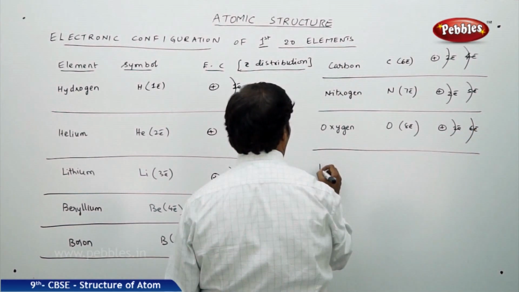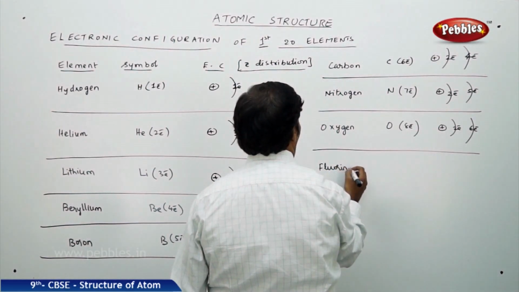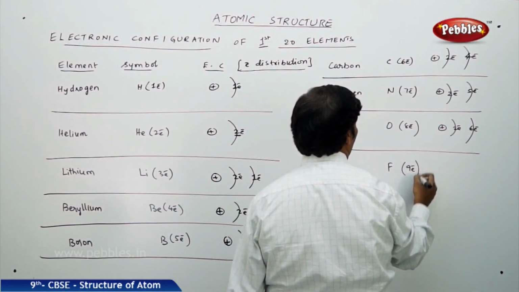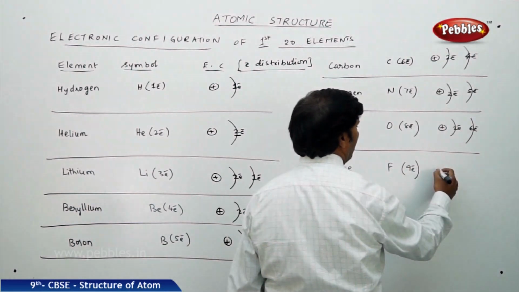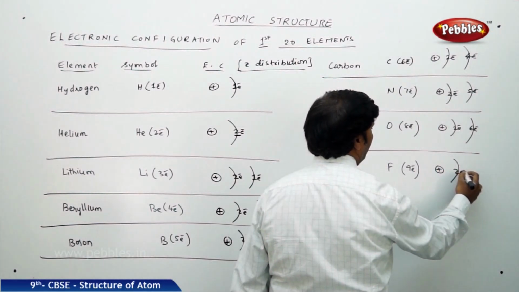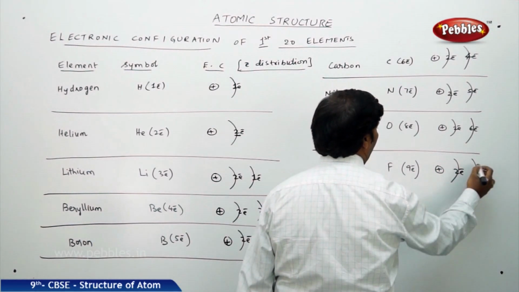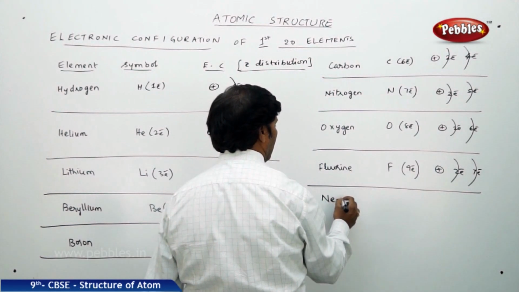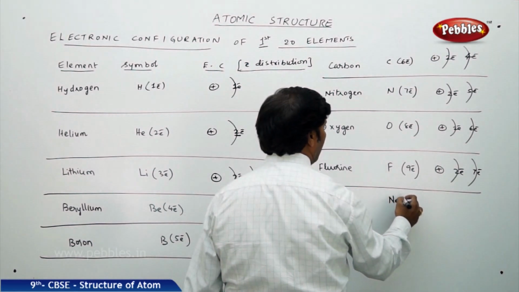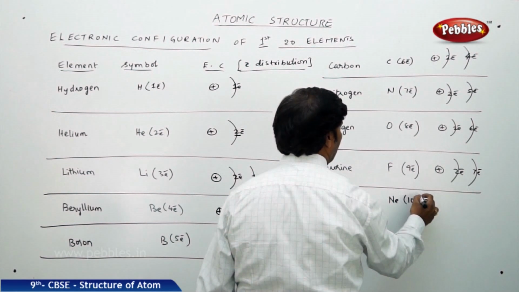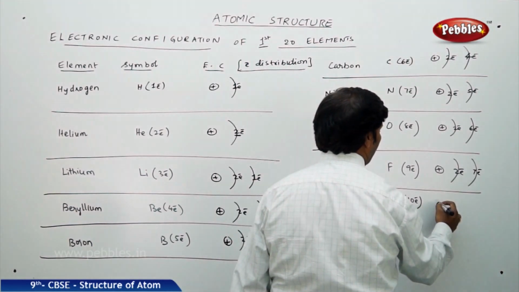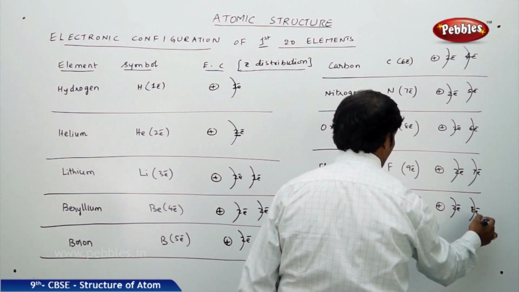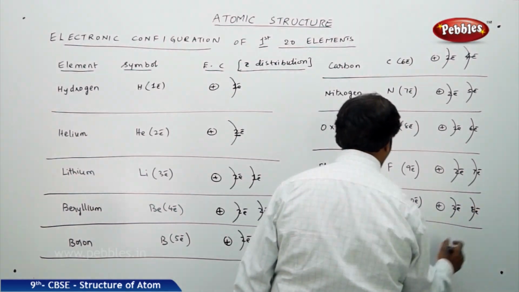Go for fluorine. Symbol is F, it contains 9 electrons. So nucleus, first shell 2 electrons, second shell 7 electrons. Go for neon. Symbol is Ne, and it contains 10 electrons and has a positively charged nucleus. This is 2 electrons and this is 8 electrons. Go for sodium.